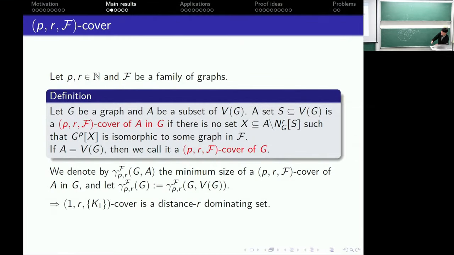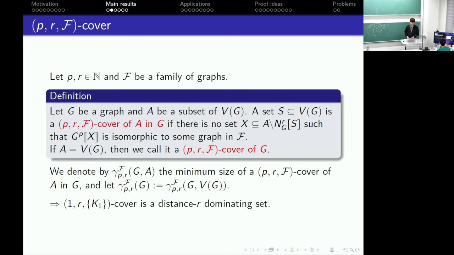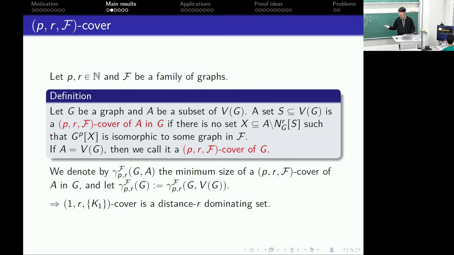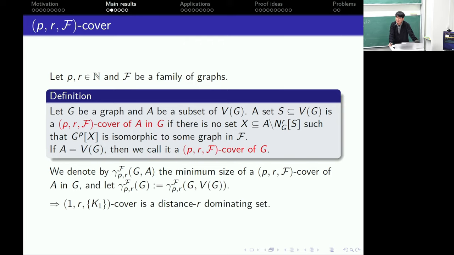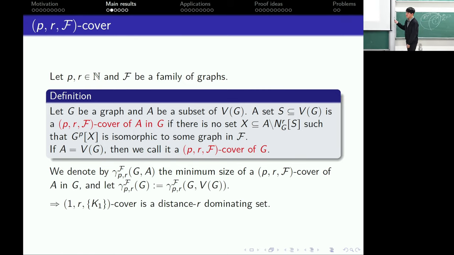But if you fix p as 1, then it is easy to see the intuition for this definition. You can see that a 1 r K1 cover is a distance r dominating set. Is there any other question about the definition? So why do we consider this definition? Because it has many applications. Many problems can be written in this form.